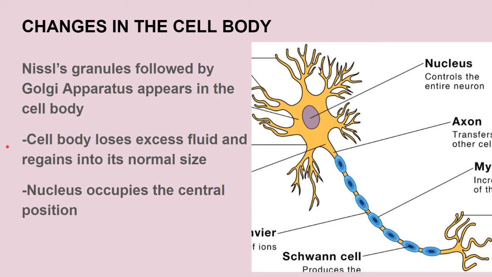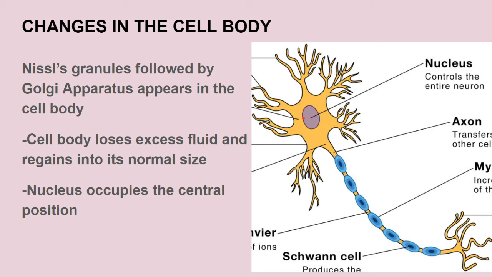Now the changes occurring in the cell body for repairing. Over here in the perikaryon, I told you that it has Nissl granules, which are made up of rough endoplasmic reticulum. The Nissl granules, followed by the Golgi apparatus, appear in the cell body. Before this, in the degenerating part, the Nissl granules had degenerated and almost disappeared, and the Golgi body also disappeared, right? But they will appear again in this repairing process.